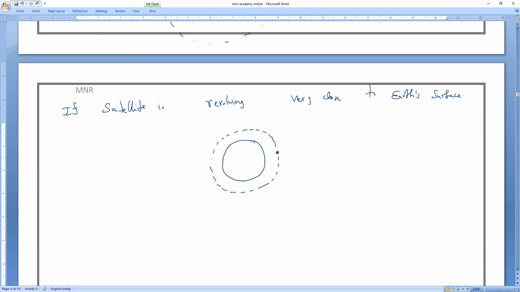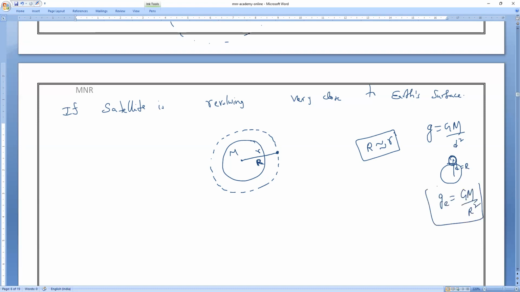So if this is the planet, approximately the distance between them is equal to something. Anybody can tell? R is equal to what, approximately? Radius of the earth. Like we can consider g equals GM divided by d square. So if any object is present just above the surface of the earth, then the distance is equal to the radius of the earth. So the gravitational acceleration of the earth is GM divided by R square. Do you remember, Mr. Pradosh? Yes. Can you hear me, everybody?